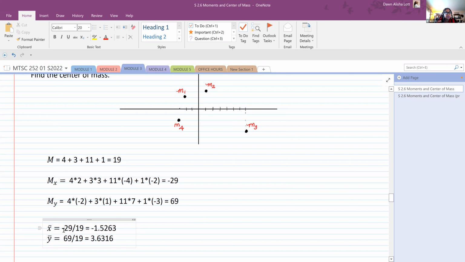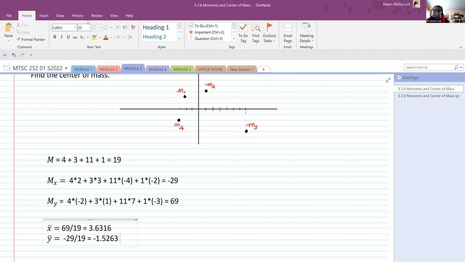That's because these are backwards. MX is supposed to be MY. Sorry, guys, I did it wrong. 69, I knew right away it was wrong because it didn't look like it fit. And then this one, Y bar is supposed to be MX. I don't know why I got it wrong again, because my brain just said 29. And now it makes sense.